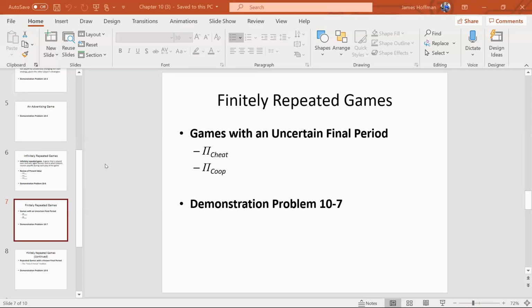Okay, the next type of game under the repeated games type is a finitely repeated game. So this is a game that's going to end, but you don't know exactly when. And there's a probability you calculate of when the game's going to end. So we're going to look at a repeated game in which there's an ending period, but you put probabilities on when the game will end.